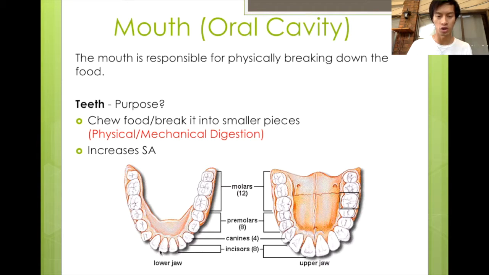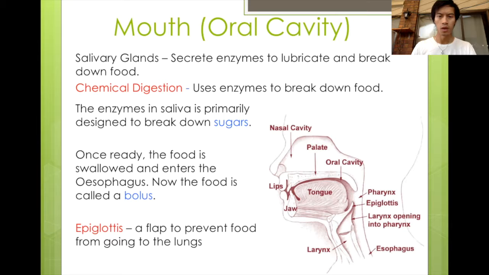You have a whole structure for this. Your lower jaw and your upper jaw both have incisors in the middle, which are for tearing of food. You've got your premolars, and then you've got your molars, which are for the grinding of food. They're flat and they grind and break the food up into smaller pieces.